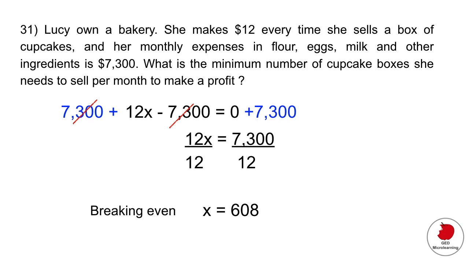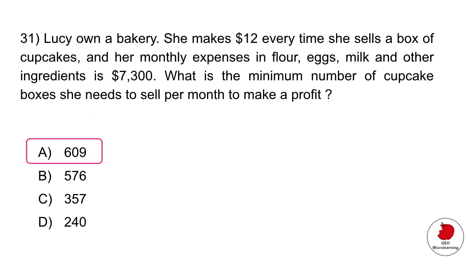So remember, this is breaking even, so anything above this number would be a profit. If we look at the answer options, the only number that is above that is option A, 609.